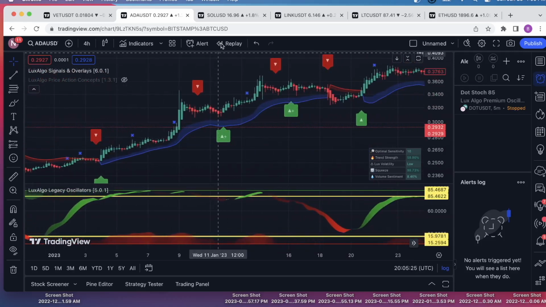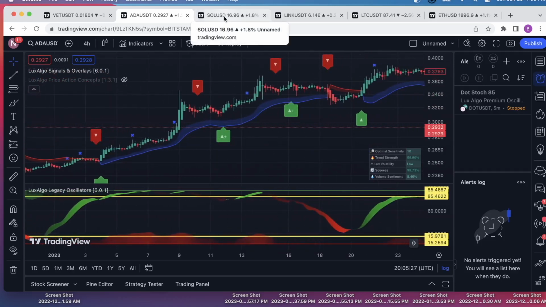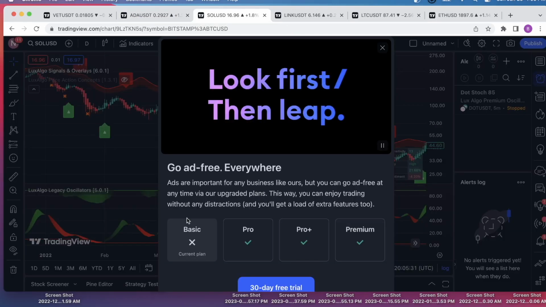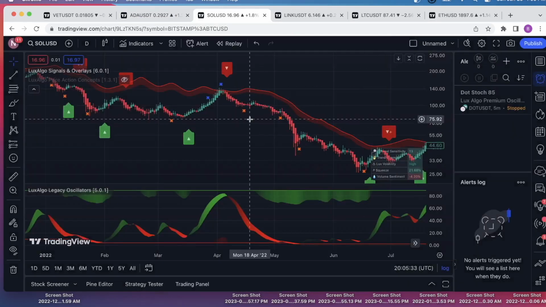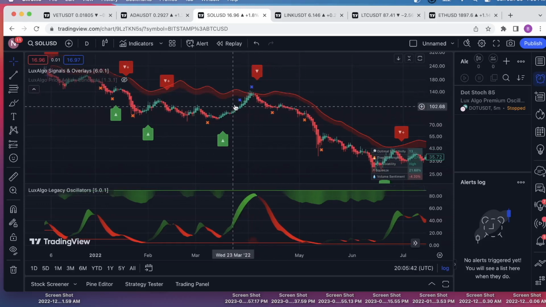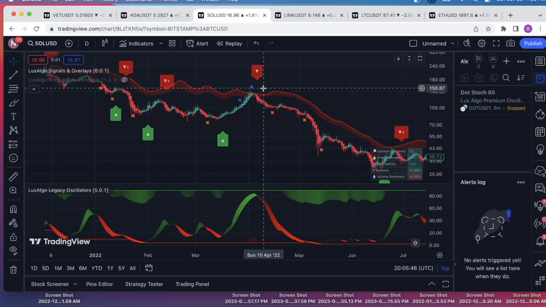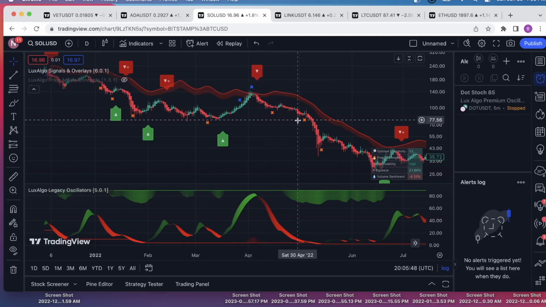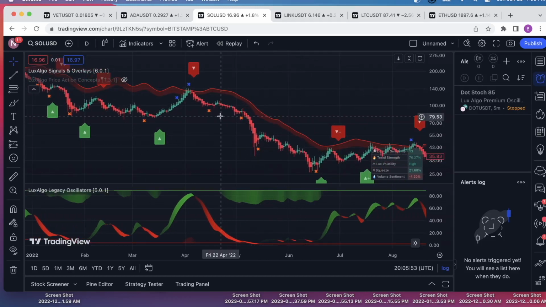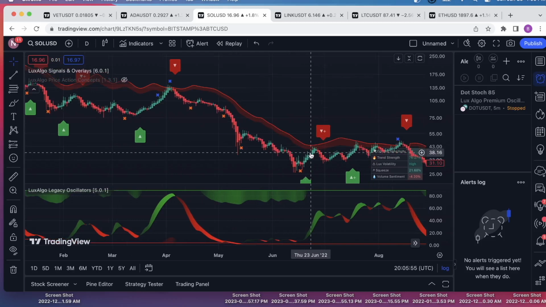So let's look at another example here. Here's Solana. It's the same setup. Very high probability setup. We come into an overbought region, right? Until the price comes to the resistance, and then we get a sell signal. You would place your stop loss right here, and you would ride all the way down. Take profits at the X's, scale out of the position.